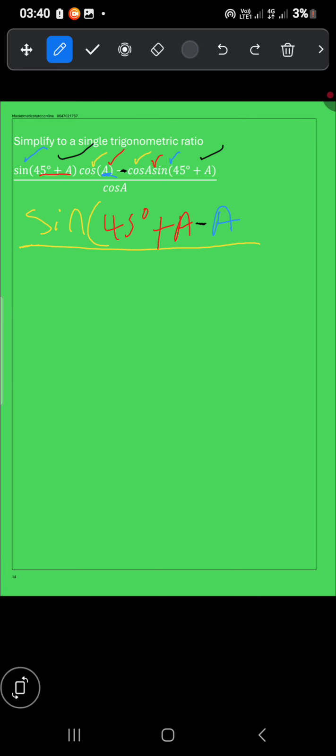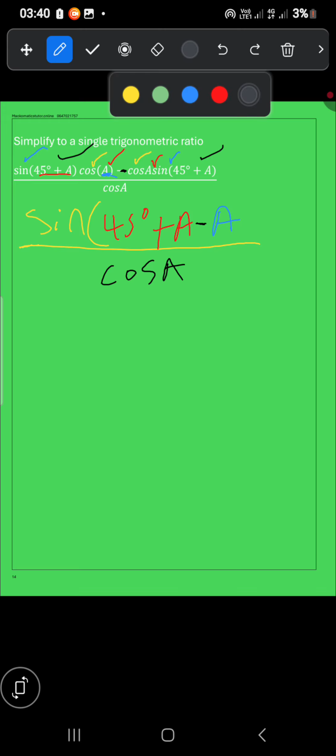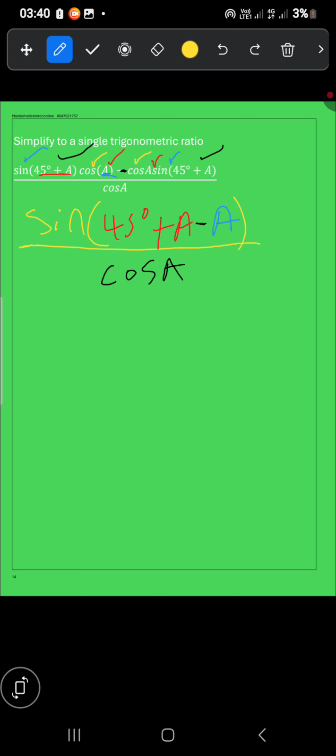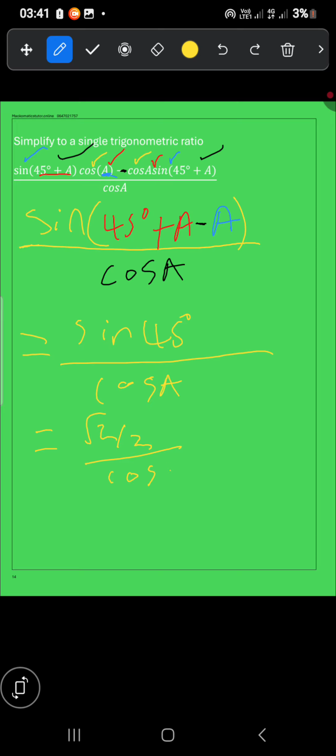This is cos A. This is equal to sine 45, because a and a subtract over cos a, and sine 45 is root 2 over 2 divided by cos a.